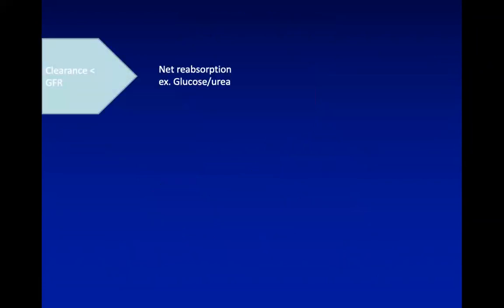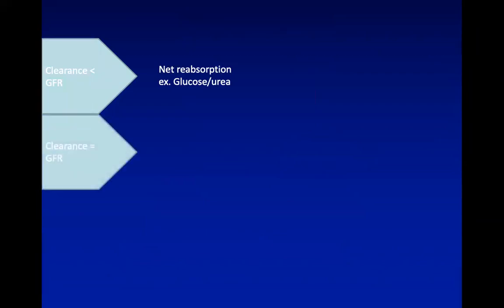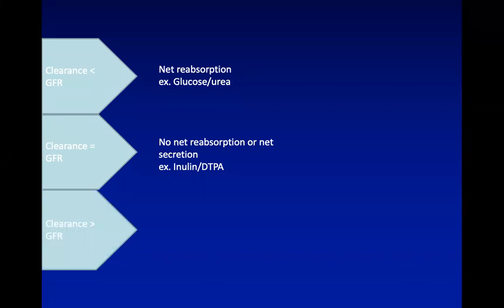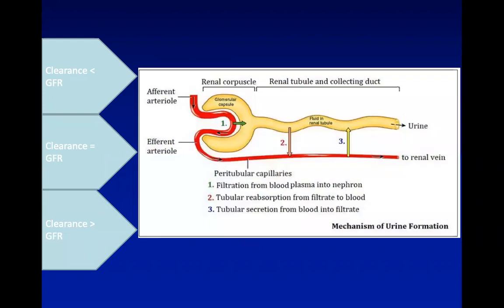So how do these work? Now, when the clearance is less than the GFR, you have net reabsorption. So these include substances like glucose and urea. When clearance is equal to GFR, you have no net reabsorption. So that works as inulin and DTPA, which is why these two are the most ideal agents for determination of GFR. When the tubular clearance is more than the GFR, you have net secretion. So that works with tubular agents.